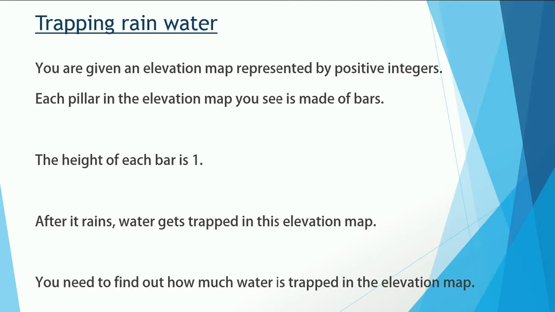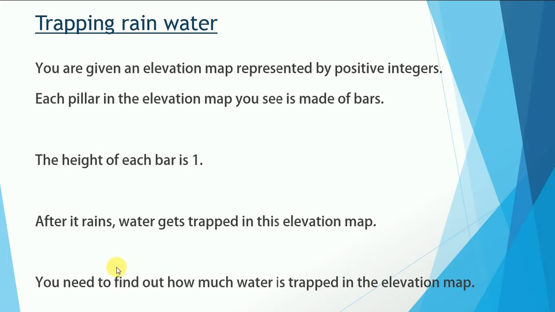Now let's see what the first statement here says. You are given an elevation map that is represented by positive integers. This elevation map is made of pillars which in turn are made of bars. The height of each bar is given as 1 unit. Now after it rains, water gets trapped in this elevation map. If you are wondering what this elevation map looks like or if it is tough, don't worry, nothing complicated. I'll show it to you in the next slide.